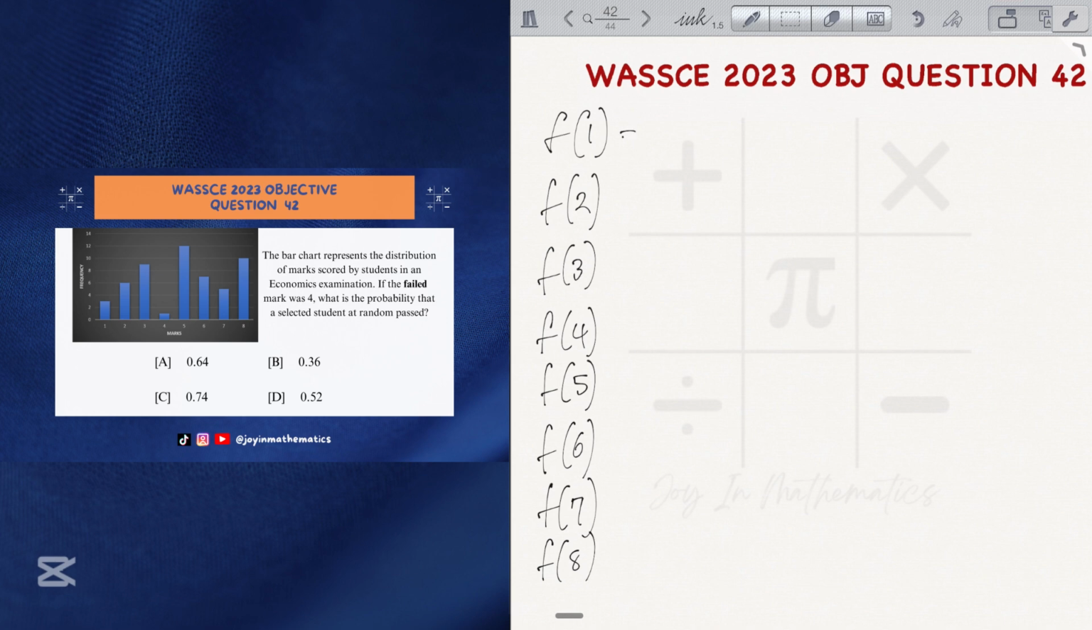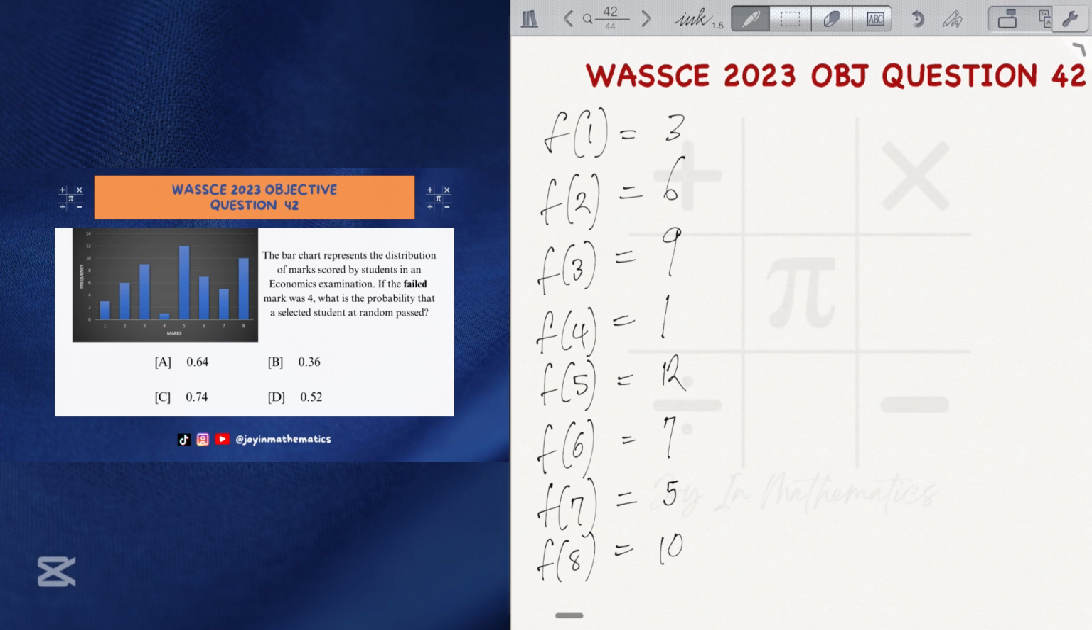So the frequency of 1, that means those that scored just 1 mark, as we can see in the graph, is equal to 3. Frequency of 2 is equal to 6. Frequency of 3 is 9. Frequency of 4 is 1. Frequency of 5, which is the highest, is equal to 12. Frequency of 6 is equal to 7. Frequency of 7 is equal to 5. And the frequency of 8 is equal to 10.